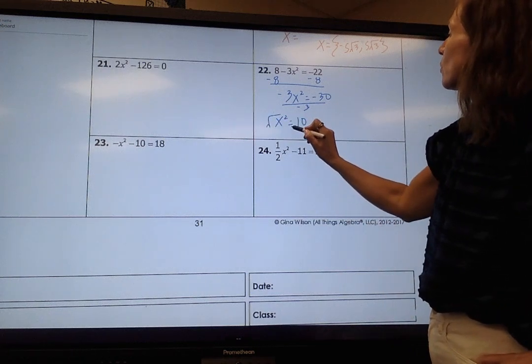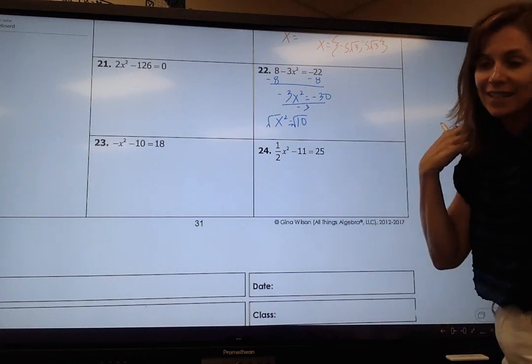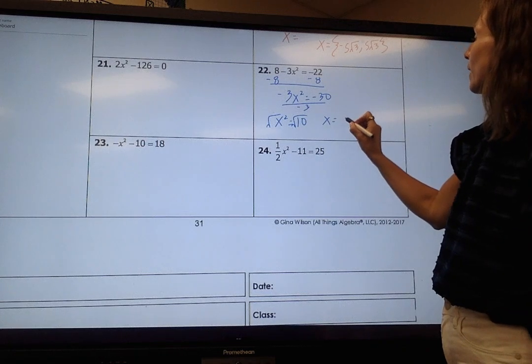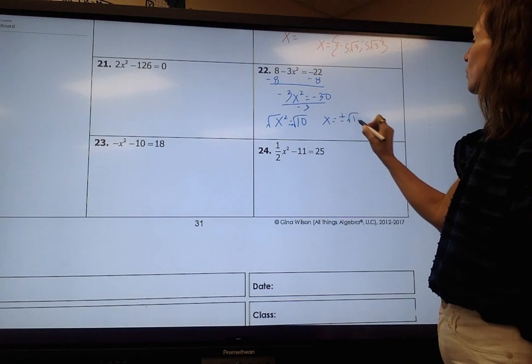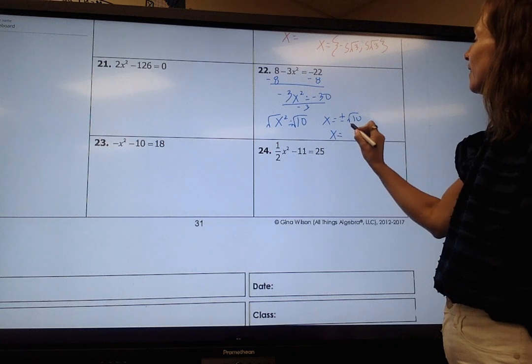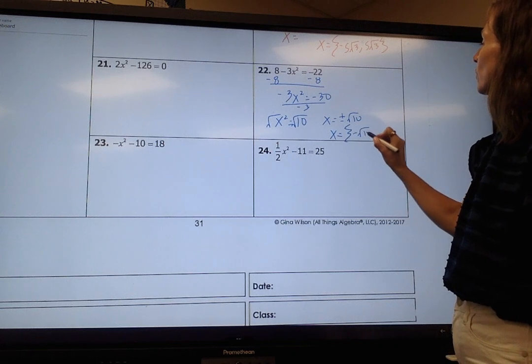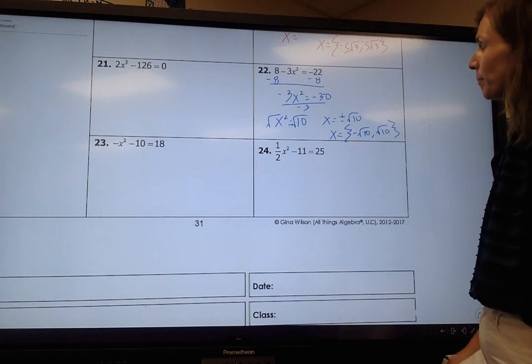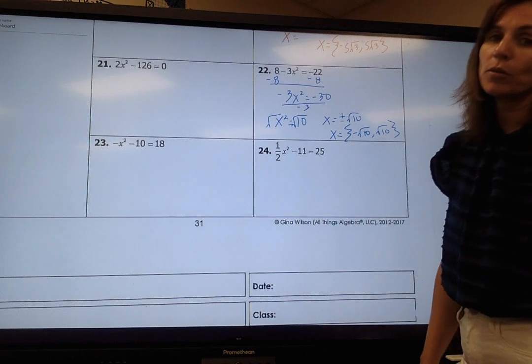So when I take the square root, I can't simplify square root of 10. So I know that my answer is just going to be plus or minus square root of 10, meaning you've got a negative square root of 10 and a positive square root of 10. Okay? All right, let's take a look at number 24.